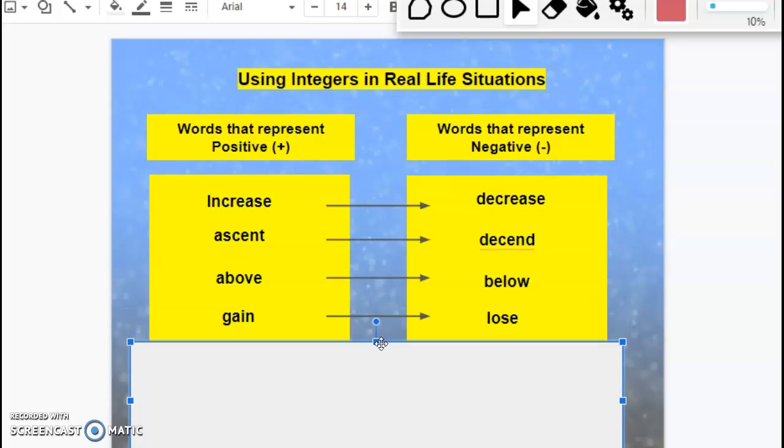Gain or lose. If you think about football, right, we're gaining yards or we're losing yards, right? When you lose yards, you're going in the negative. Same thing with money. You may gain money or lose money.